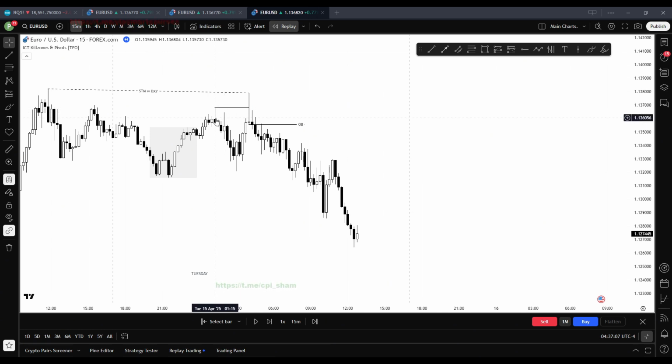The second factor is that this purge was weak. You can see it yourself right here, right? It lacked a follow through. And the third factor is that there was no real engulfing confirmation, and you can see it yourself. And then last but not least, there was no supporting SMT divergence with either DXY or GU.